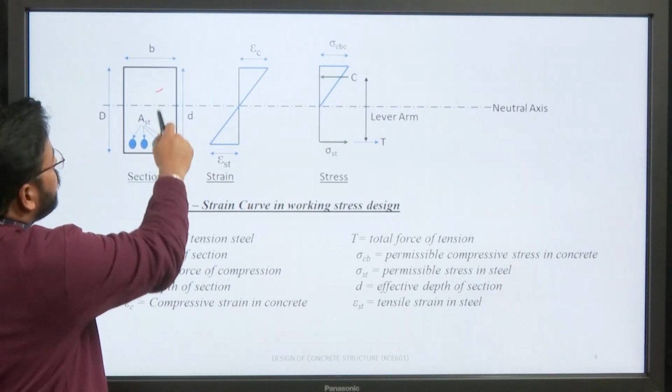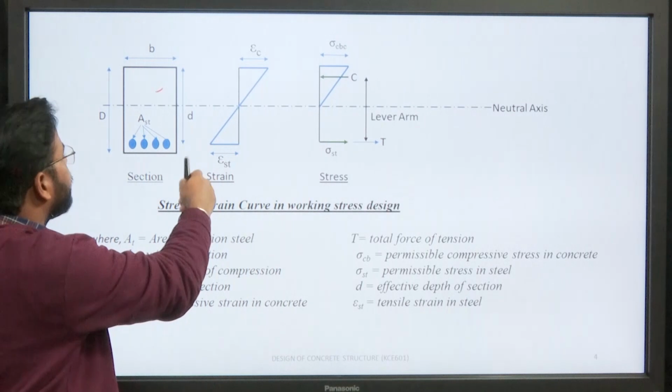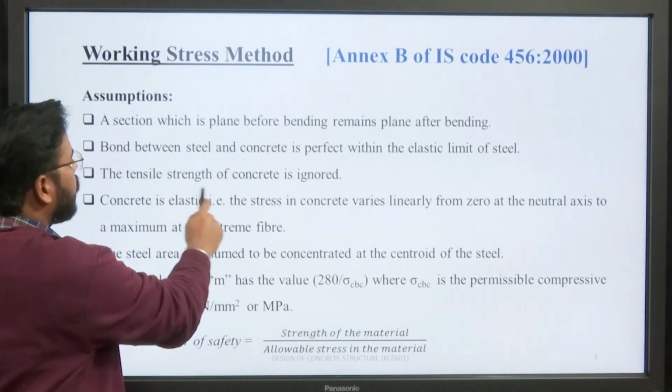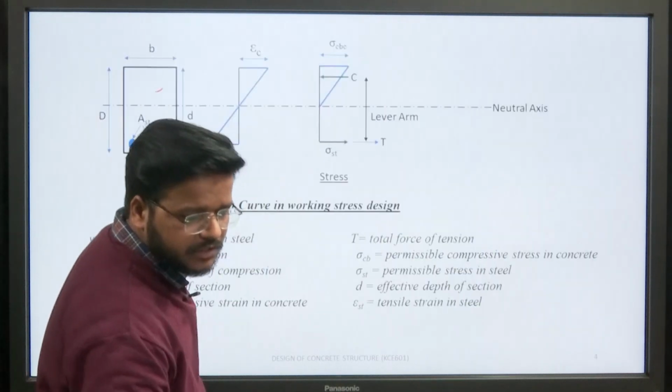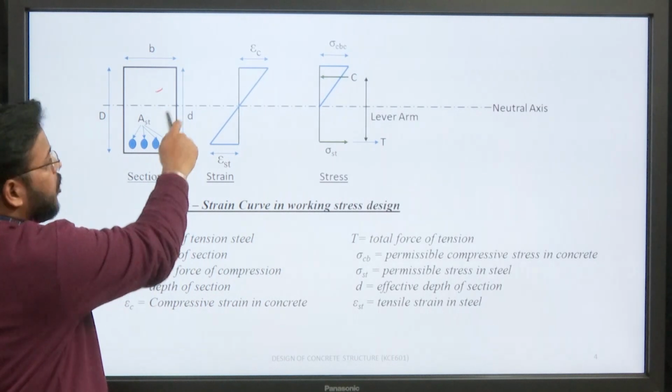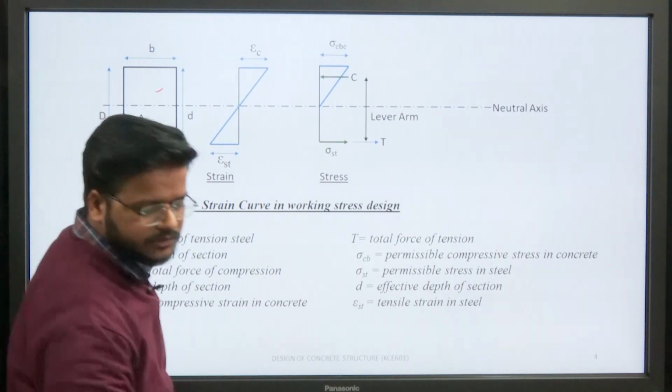Now the third important assumption is that, like you can see from this cross section, there is concrete below the tensile zone also. So the third important assumption is that the tensile strength of concrete is ignored, means the concrete will not share any tensile strength below the neutral axis.